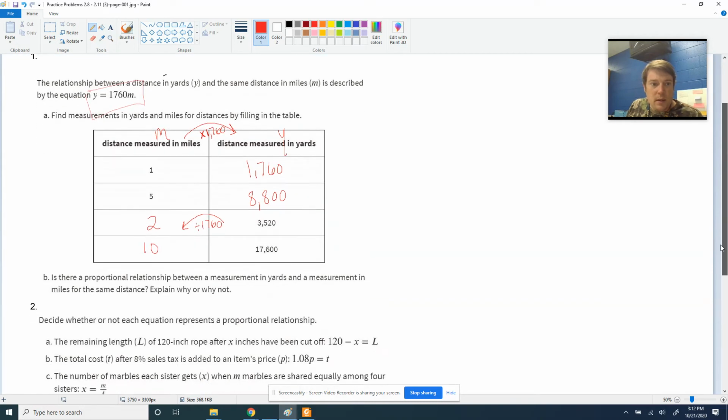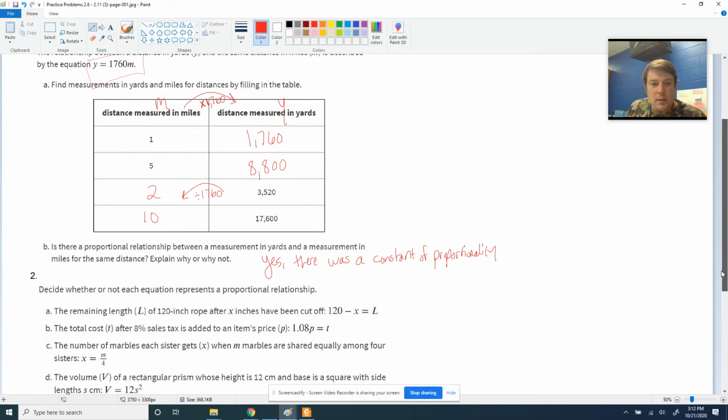Now, this continues on to part B, and it wants to know, is this a proportional relationship between measurement in yards and measurement in miles per distance? And we know that it is because it had an equation that had a constant of proportionality. So we're going to say, yes, there was a constant of proportionality. That's how we know that it is a proportional relationship. We also learned that the equations, as long as they don't have exponents, addition, subtraction, or denominators with letters, then it's going to be a proportional relationship. So you could even talk about that. Yes, there was a constant of proportionality to get from one side to the other.